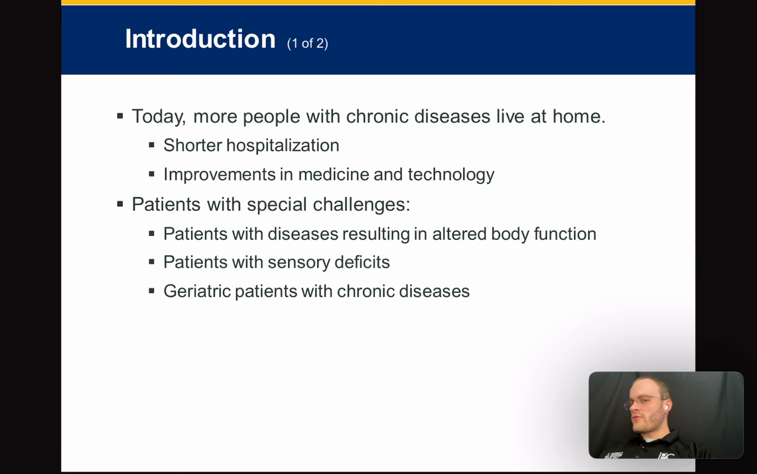Today, more than ever, people are living at home with chronic disease. This is thanks to home health, telemedicine, and the advances in medicine and technology. So there are patients with special challenges, patients whose diseases result in altered body function, like a quadriplegic or a stroke survivor. Patients with sensory deficits, like someone that's blind or hearing impaired, or sensory overload, like what you could see in autism. And then geriatric patients with chronic diseases.